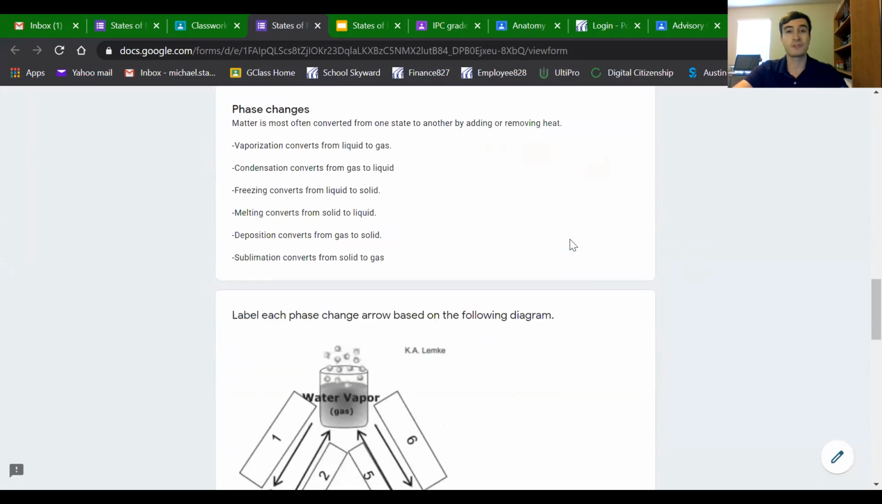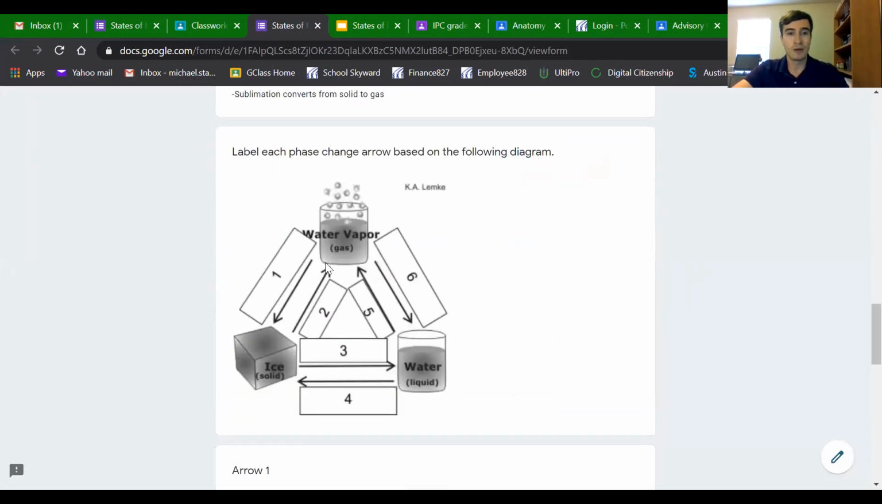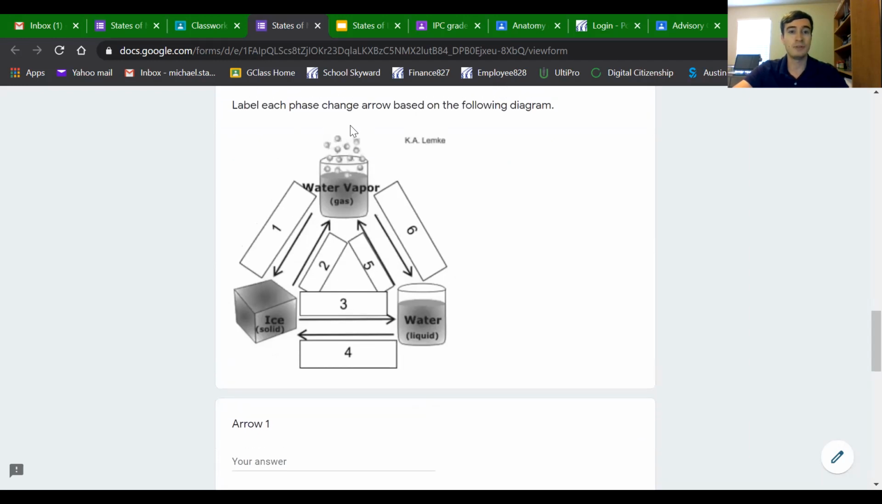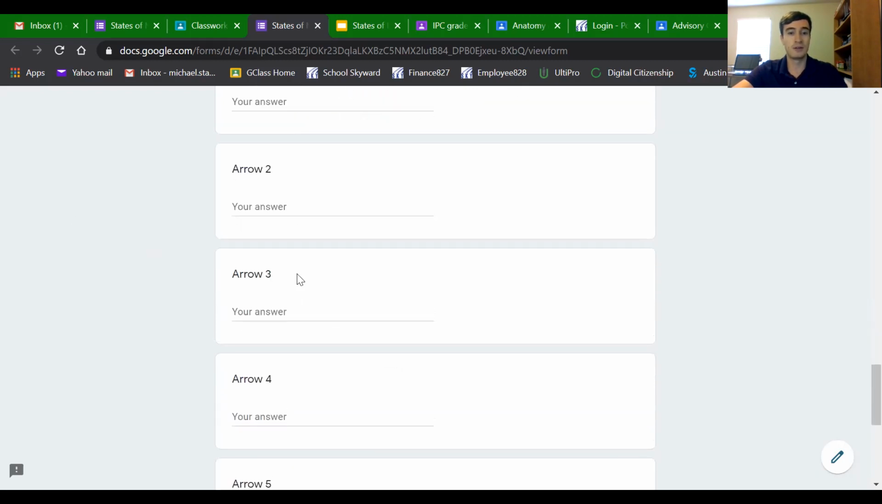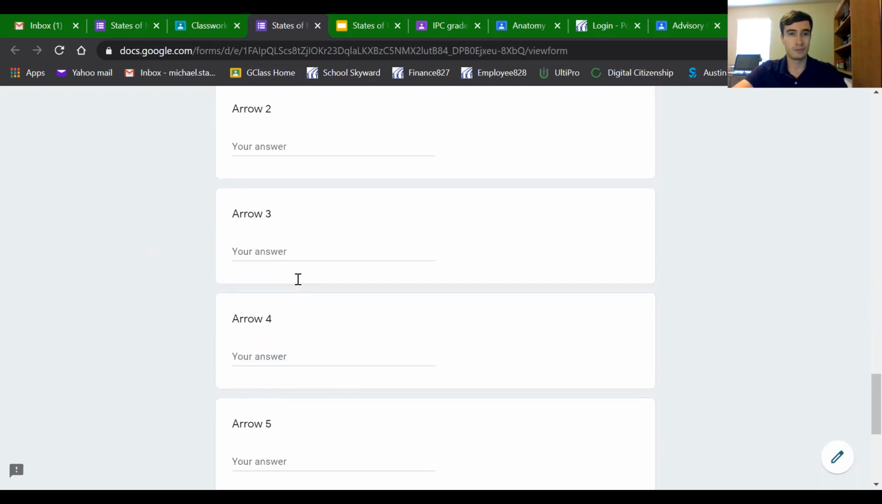And then the second part of it looks really similar to that triangle that we just saw on the notes, where we have these different labeled arrows on this diagram down here. And you have to label each phase change on the arrow using this diagram. So arrow 1, for example, is whatever you would call going from a gas to a solid. Arrow 5 is whatever you would call going from a liquid to a gas. So that's what you'd write in your answers down here.